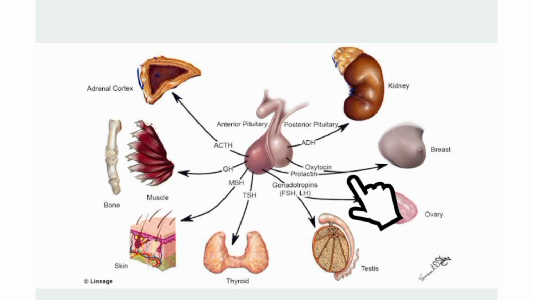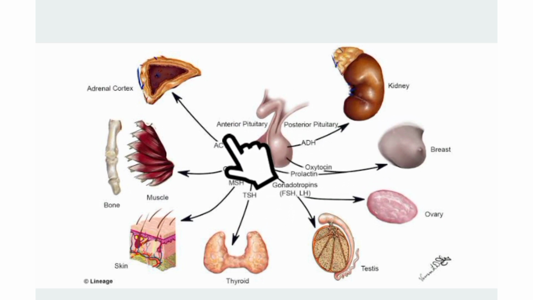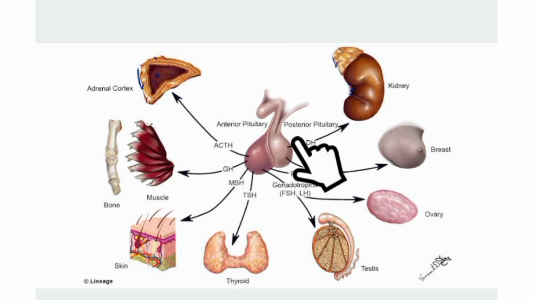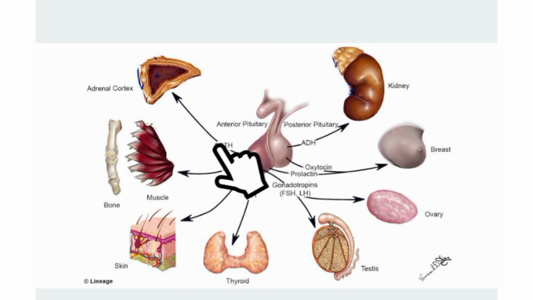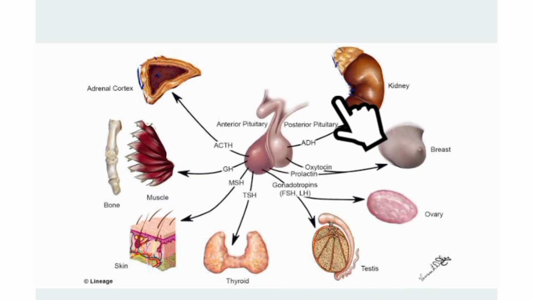So overall, we discussed the pituitary gland, where it is located, and the parts of the pituitary gland, anterior and posterior pituitary. We also discussed the hormones produced by both of them, that is the posterior pituitary and the anterior pituitary. We also discussed the functions of each hormone briefly.